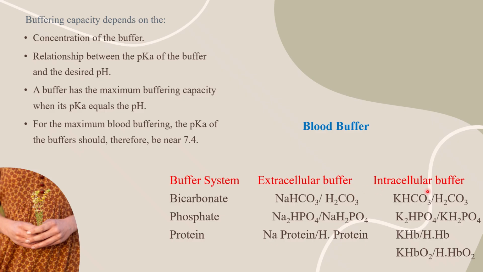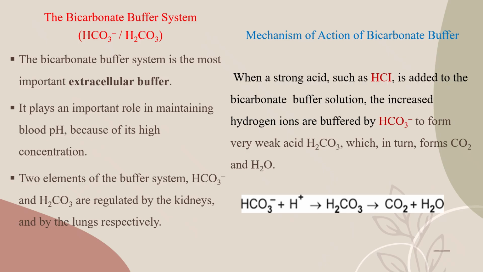Then the intracellular fluid buffers are the potassium hydrogen carbonate and carbonic acid system, then the dipotassium hydrogen phosphate and potassium dihydrogen phosphate system, then the potassium hemoglobin and hydrogen hemoglobin system, then the potassium oxyhemoglobin and HHbO2 system. So these are the systems operating in the blood.